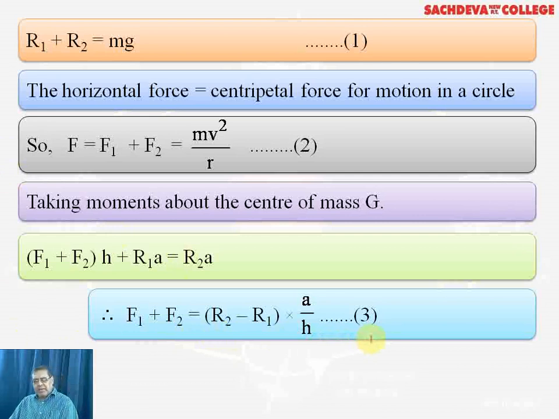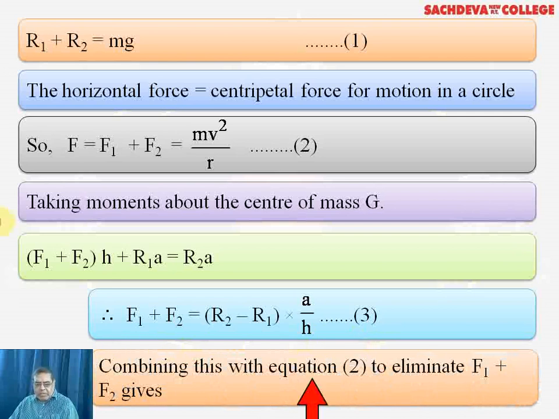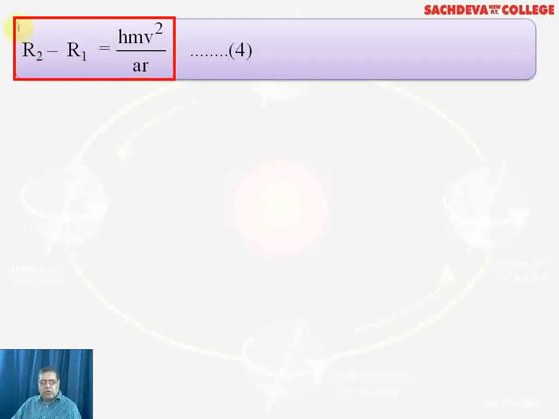So we are finding the first and third equation: R1 plus R2 is existing, and in the last one R1 minus R2 is existing. Combining this with equation number 2, wherever it is written F1 plus F2, we can replace it by (R2 minus R1)a over h. And we'll continue with the calculations. R2 minus R1 will be calculated as h mv square over r square. So we have two values. One is R2 minus R1, other is R2 plus R1. These are the simultaneous equations.